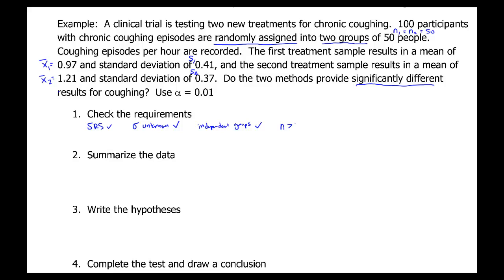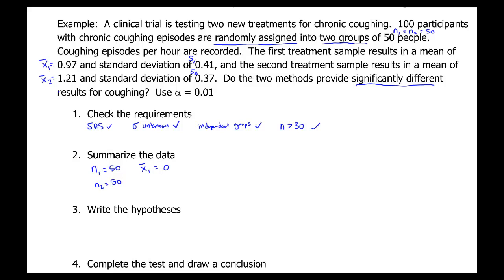Last requirement, sample size greater than 30 for both. Both groups have 50, so we are okay on that. So summarize the data. I kind of did that as we went through, but N1 is 50, N2 is 50.